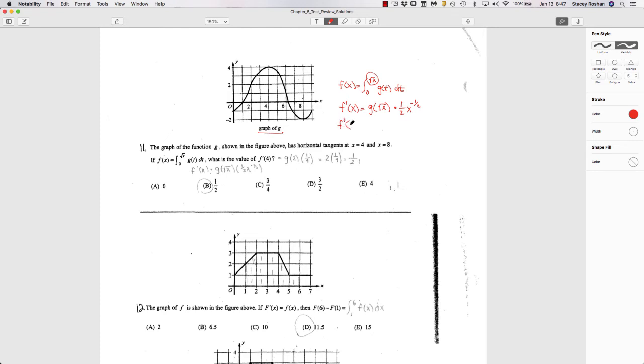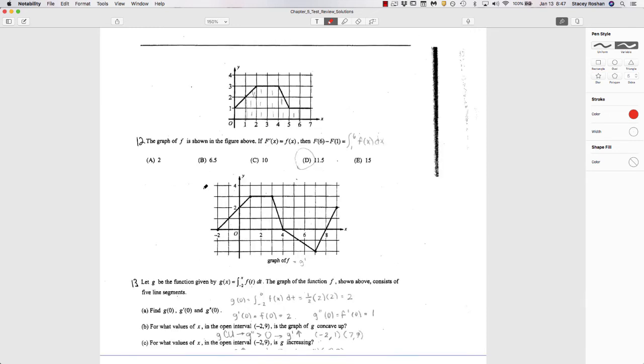So f prime of 4 is going to be g of root 4 times 1/2, and then I have 4 to the negative 1/2. So that's root 4 in the denominator. So 2 times 2 again is 1/4, g of root 4, which is g of 2. G of 2, I can look at the graph here. G of 2 is simply 2. 1/4 of 2 is 1/2. And so that's my answer.